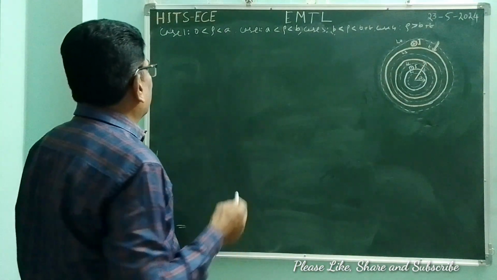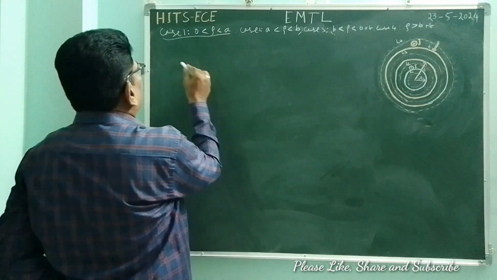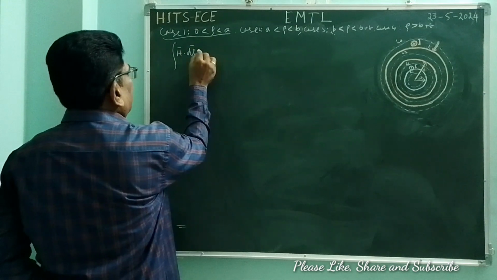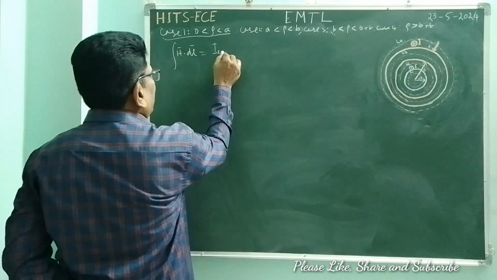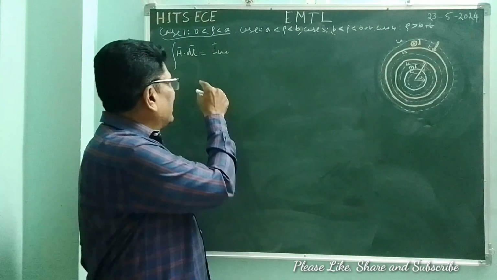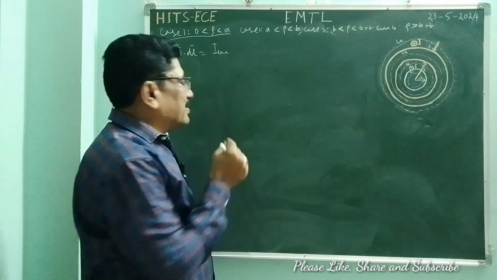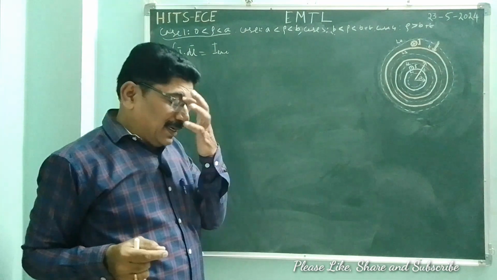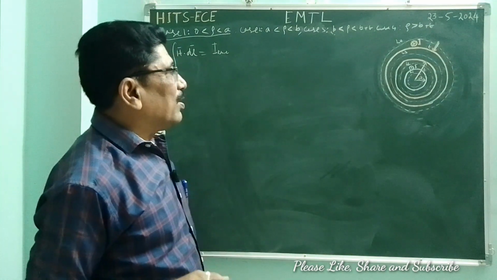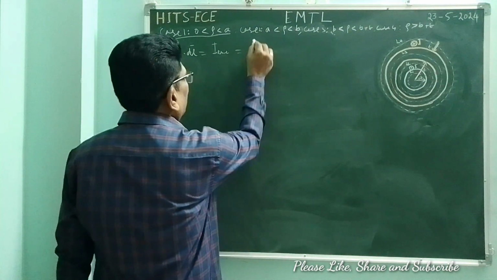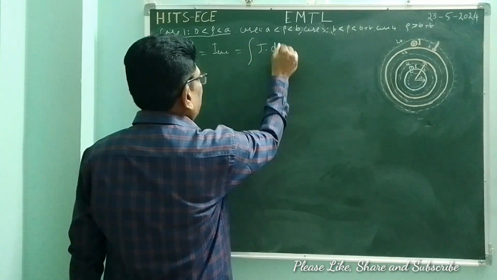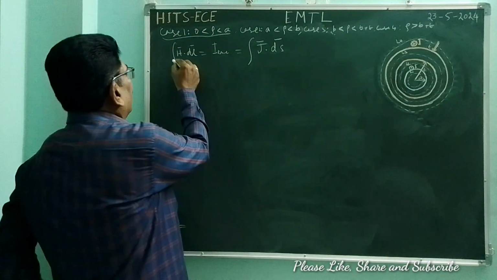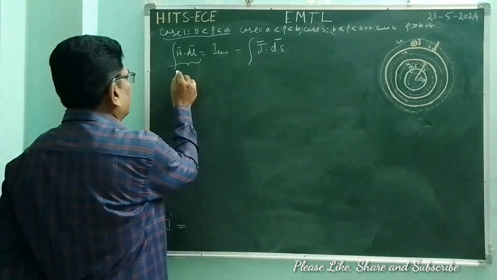I will consider case 1 now. Ampere circuit law is integral H dot dl equal to the current enclosed by the Amperian path, where dl is the differential length of the Amperian path and H is the magnetic field intensity tangential to the Amperian path, that is in the direction of a phi, since we are using cylindrical coordinates. The current enclosed is integral J dot ds, where J is the current density and ds is the differential surface. First we will do this integral H dot dl.